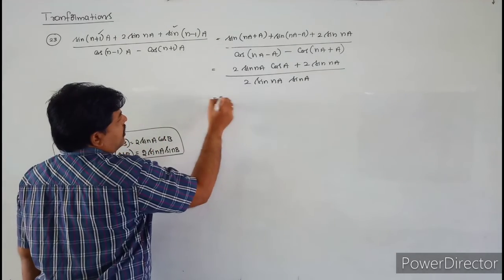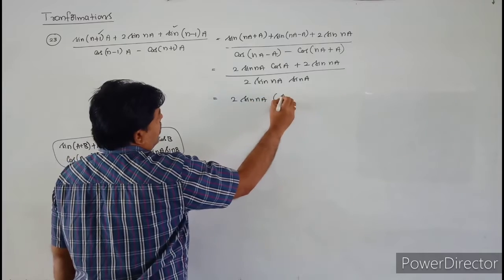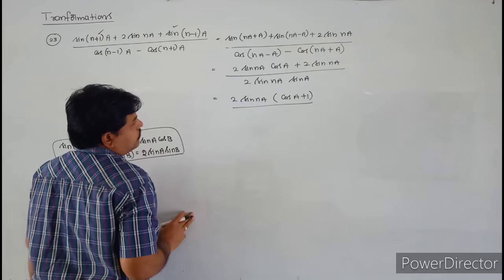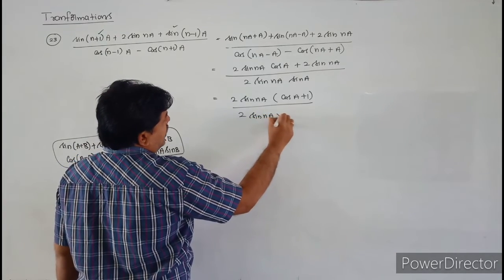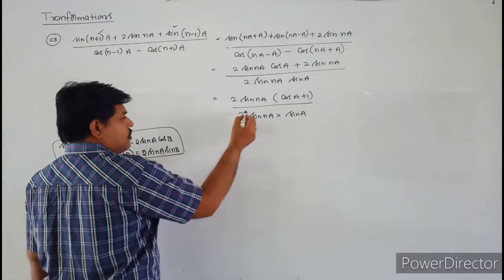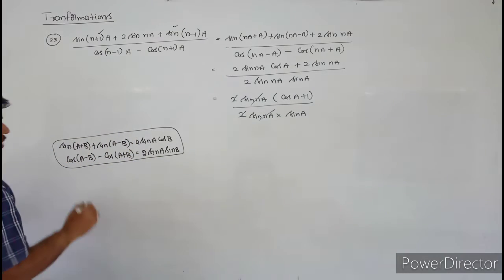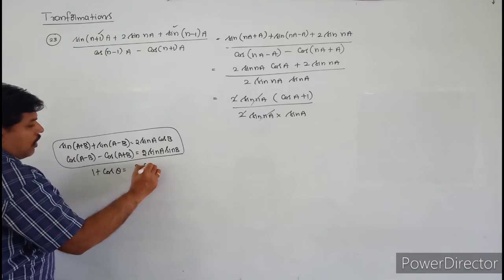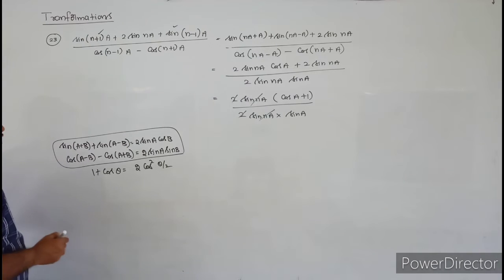So in the numerator I will take the common 2 sine na. You can take the common. It will become cos a plus 1, divided by 2 sine na into sine a. So what terms will be cancelled, students? The 2 will be cancelled, and sine na will be cancelled. Already I have given one formula: 1 plus cos theta is equal to 2 cos square theta by 2. 1 plus cos theta is 2 cos square theta by 2.